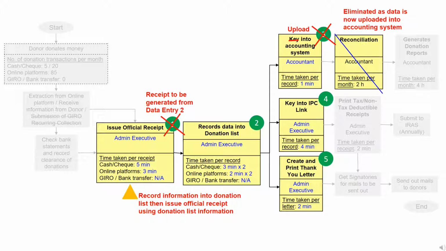Now, let's move on to data entry point 4, keying into the IPC link. The donation information to be keyed in is the same as what is being input at step 1. The organization can then look at generating output from the platform used in step 1, to be uploaded onto the link, as another possibility to improve productivity.